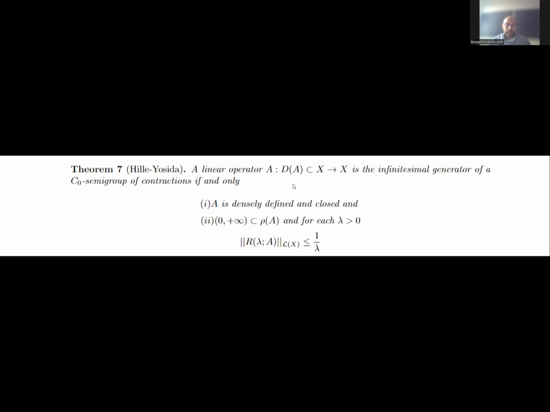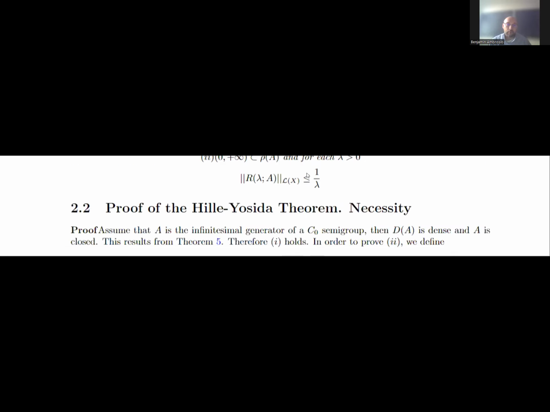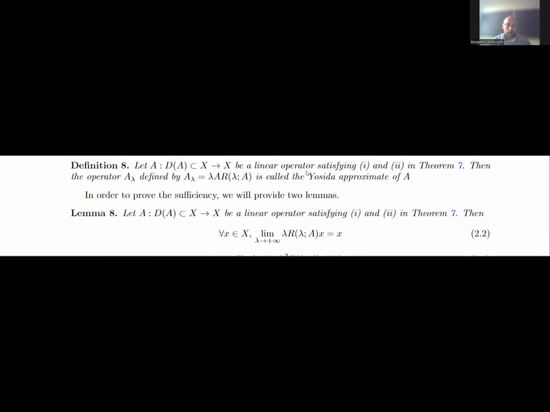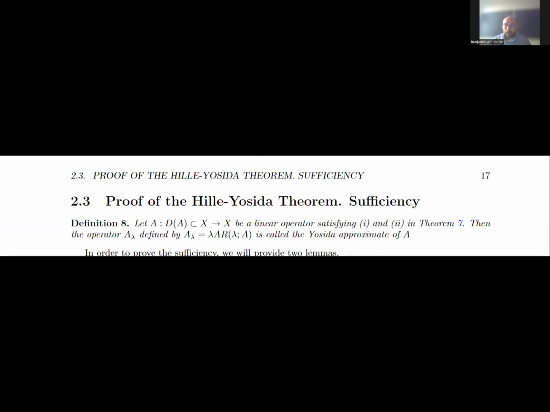To do that, let's have a look at the main ideas in the proof of the sufficiency part. So, how the proof works. First, we are going to define what is called the Yosida approximate of A, and this is defined like that.